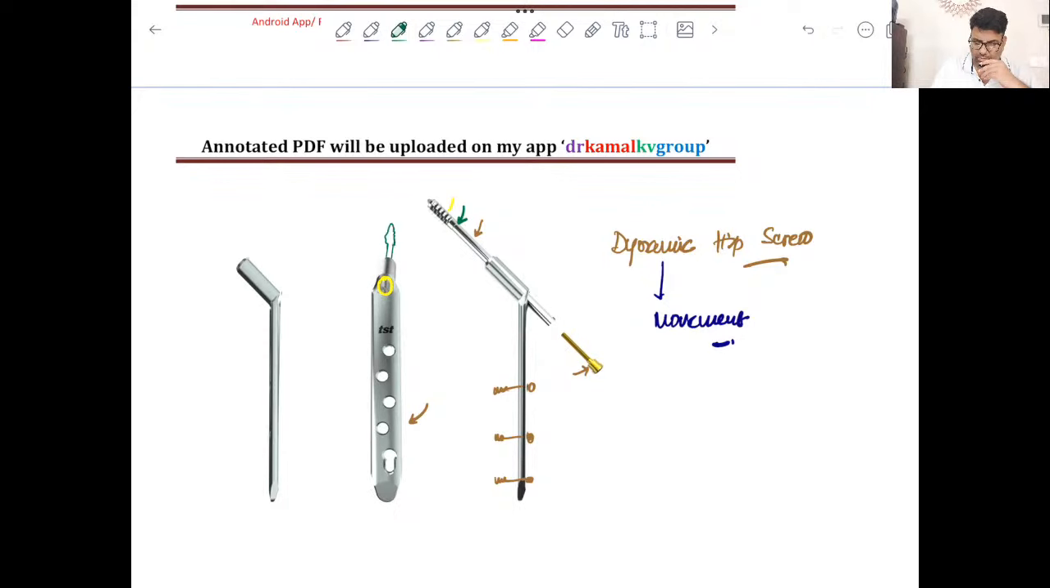Okay, it is something like this, and then it is fixed with a screw here. So this screw can move something like this. So this is the concept of dynamicity here. So this is the dynamic hip screw, and this is indicated in intertrochanteric fracture. Clear? So intertrochanteric fracture, right?